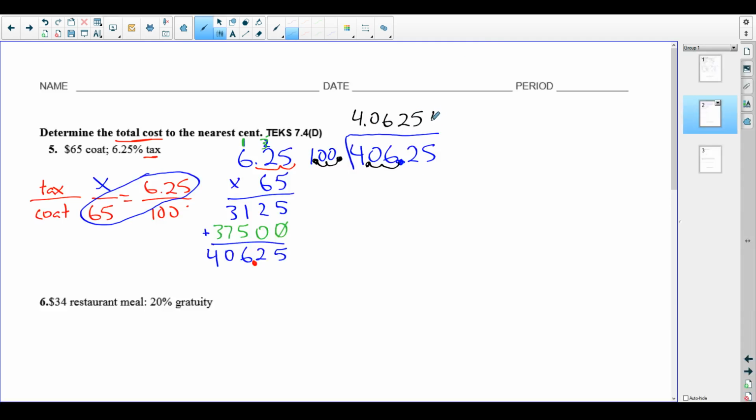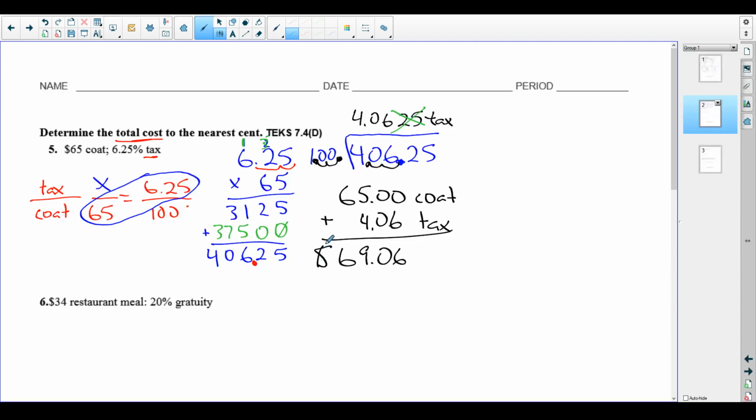So 4.0625, that represents the amount we paid in tax, right? And then we can round this off. Money's only to 2 decimal places, so we can just drop this last part and say the tax is $4.06. And then since it wants the total cost, we'd say we paid $65 for the coat. We also paid $4.06 in tax, which gives us a grand total of $69.06. So that's how much the total cost is.